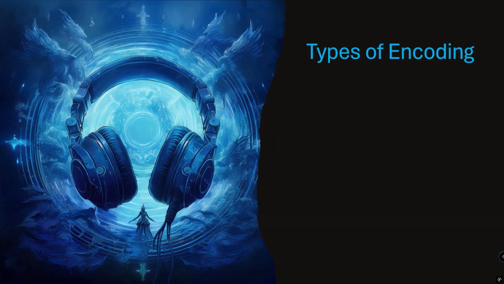There are different types of encoding, so there isn't just one key way of encoding information. Our brains encode and incorporate information in different ways. We've got visual encoding. So of course, visual is to do with vision, it's to do with sight, right? So this is converting images or scenes. Example, remembering a picture or a face.